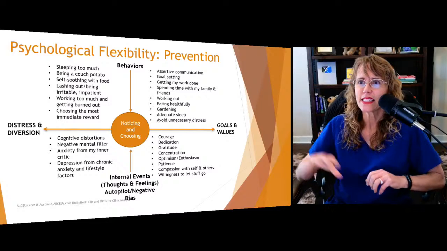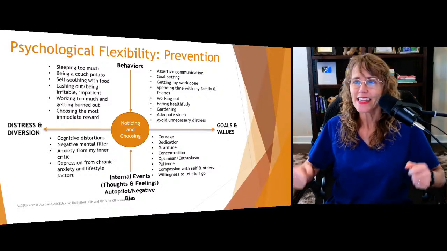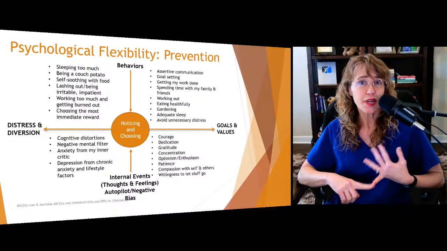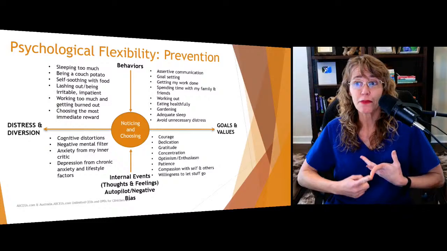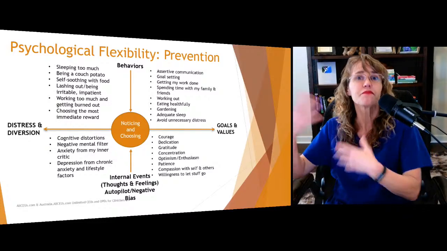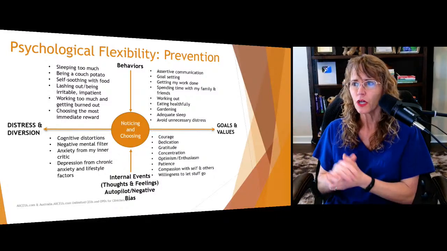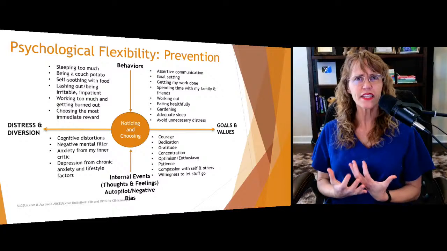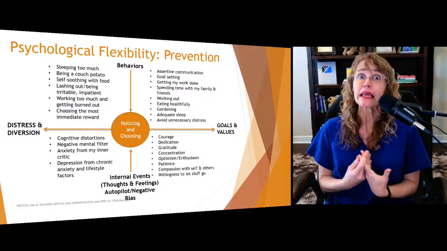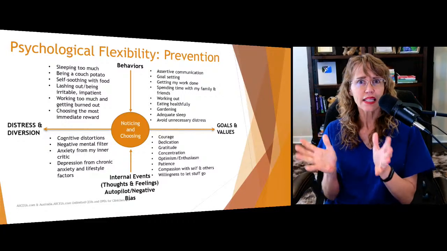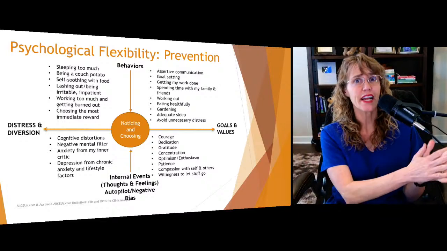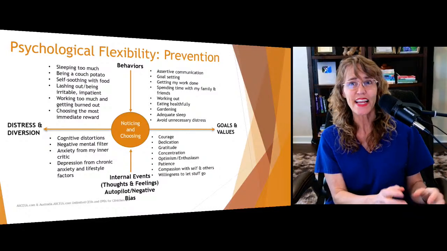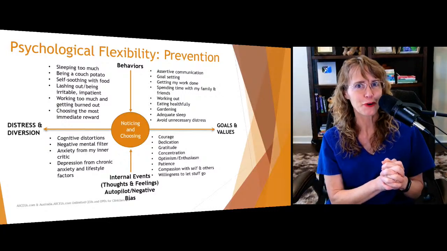An example of applying this prevention, and I have everybody do this. What behaviors can you do that help you move toward your rich and meaningful life? Assertive communication, goal setting, getting your work done, spending time with family and friends, working out, eating healthfully, you know, the list goes on. Okay, these are the things you want to do. What thoughts and feelings are going to help you move toward your rich and meaningful life? And list them. What feelings do you want to have, and what feelings do you need to have to get there, like courage and dedication? Likewise, what behaviors do you have that drain your energy and keep you from moving forward? And what thoughts and feelings do you have, again, that drain your energy and promote those behaviors that keep you from moving forward?